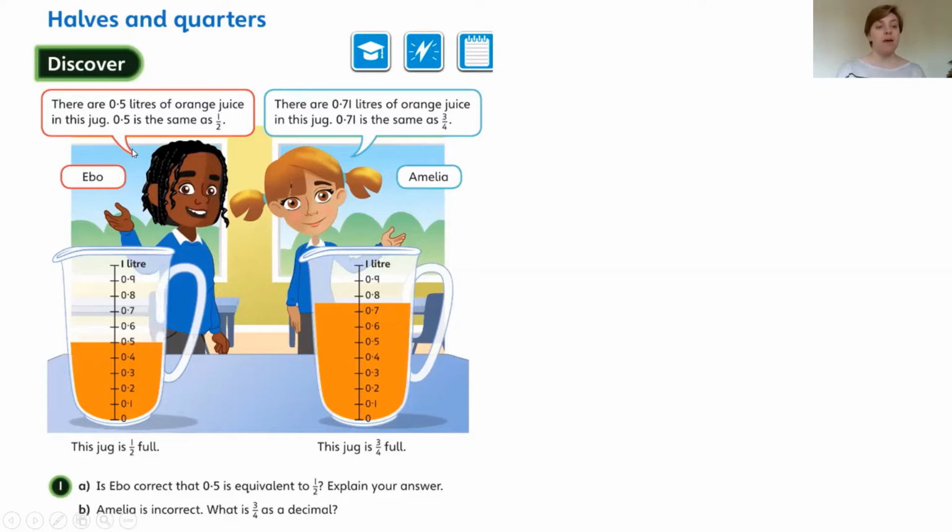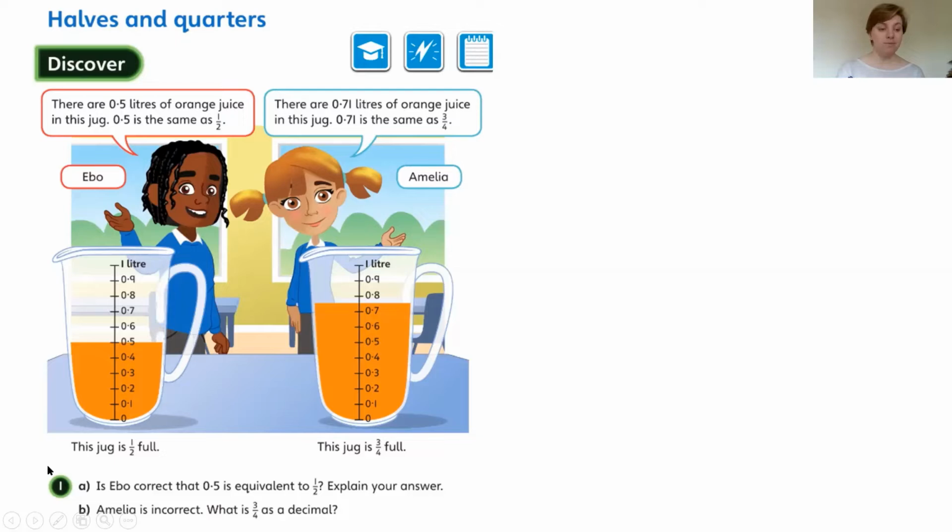Ebo says there are 0.5 litres of orange juice in this jug. 0.5 is the same as a half. Amelia says there are 0.71 litres of orange juice in this jug. 0.71 is the same as 3/4.